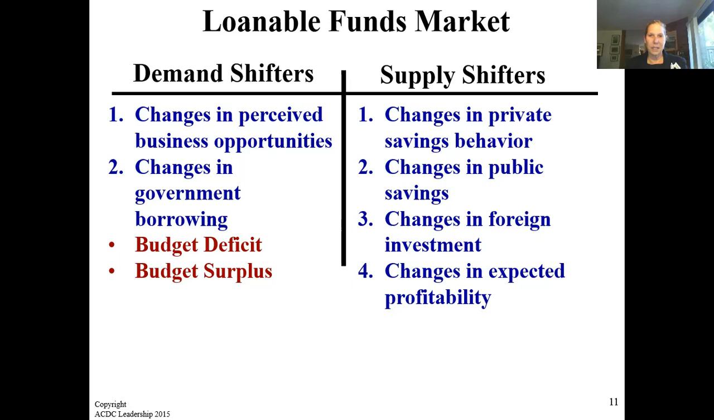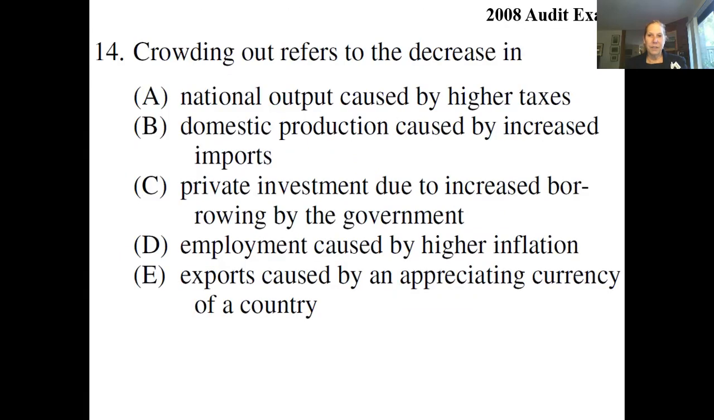Okay, here we go. Next slide. Crowding out refers to the decrease in private investment due to increased borrowing by the government.